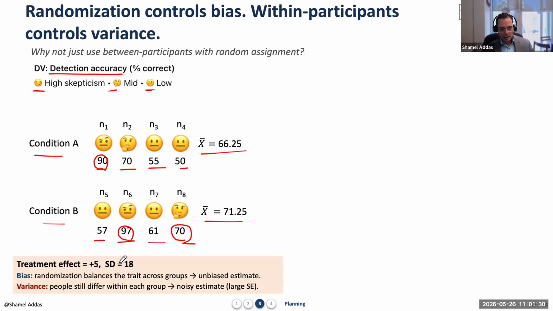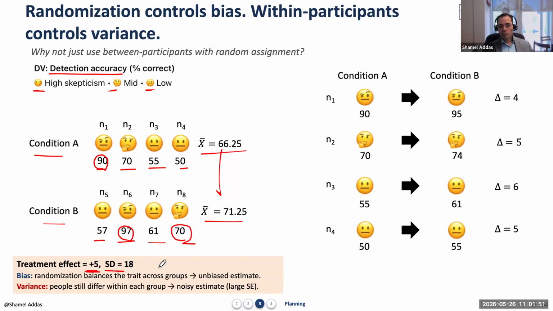But if I measure the treatment effect, it's 5. Like the average difference in these two samples, at least, it's about 5. Standard deviation is high because in each group we have people with high, low, and medium skepticism. So standard deviation here is about 18.